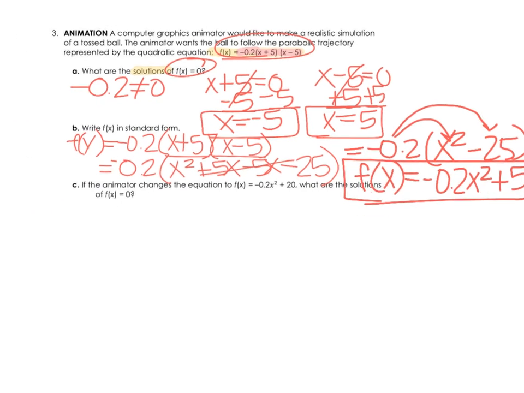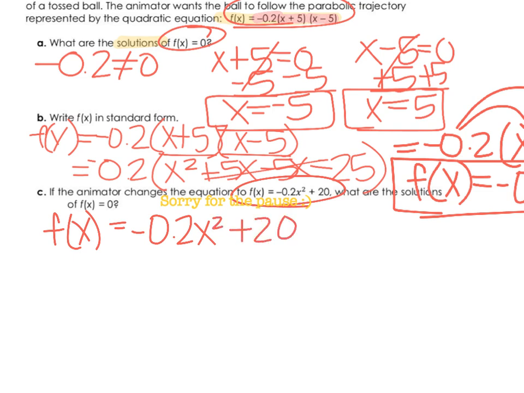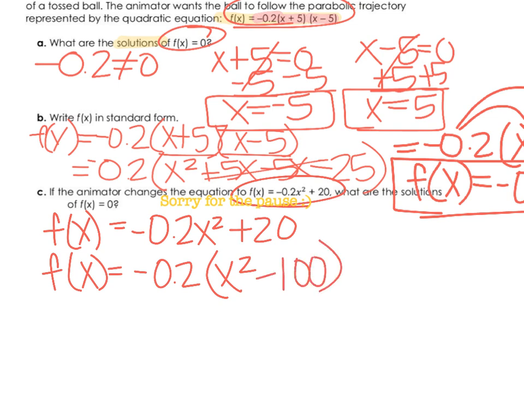Now part C is asking, if the animator changes the equation to negative 0.2x squared plus 20, what are the solutions? So what we want to do is take this equation right here and factor it. So start by working backwards, right? If we have f of x equals negative 0.2x squared plus 20, first thing we want to do to factor this is take out a GCF. So here our GCF would be negative 0.2. And if we take that out, we end up with x squared, and then 20 divided by negative 0.2 is going to give us negative 100.